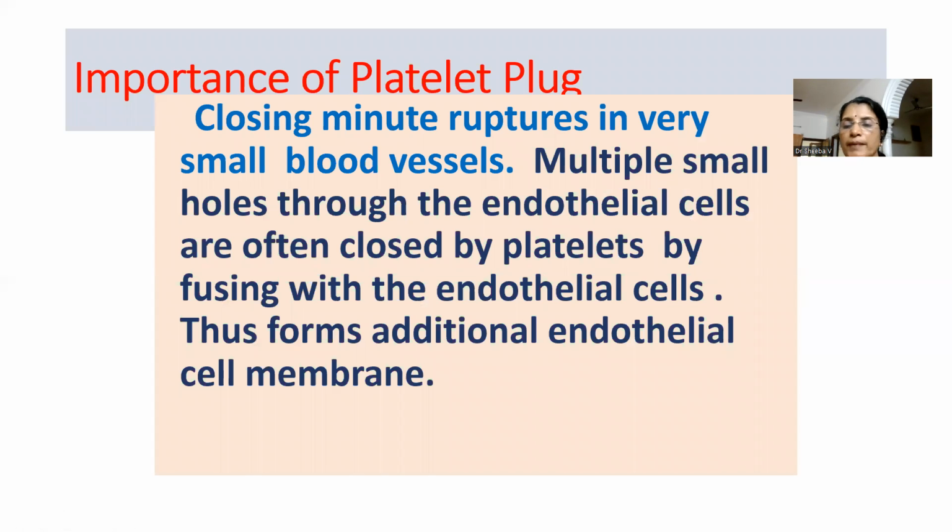What is the significance or importance of the platelet plug formation? It can close minute ruptures in the very small blood vessels. A large number of ruptures can form in small blood vessels every day. These are sealed by the platelet plug. When there is a deficiency of platelets, or thrombocytopenia, purpura occurs because of bleeding through these holes. Multiple small holes through the endothelial cells are often sealed by platelets fusing with the endothelial cells. That is the significance of the platelet plug formation.